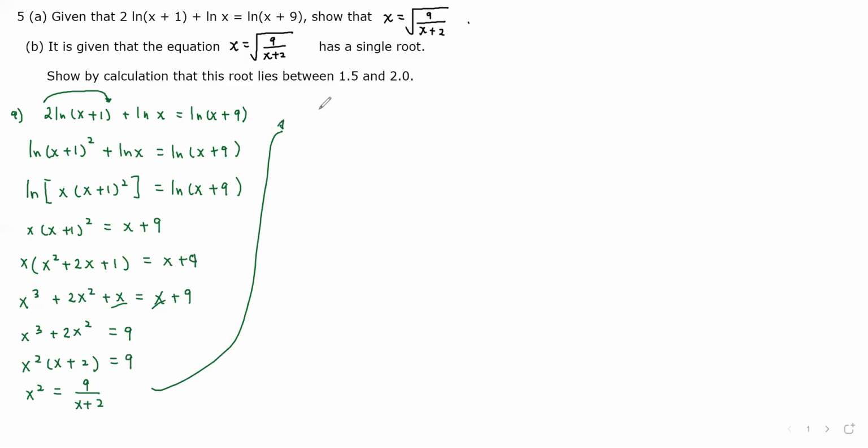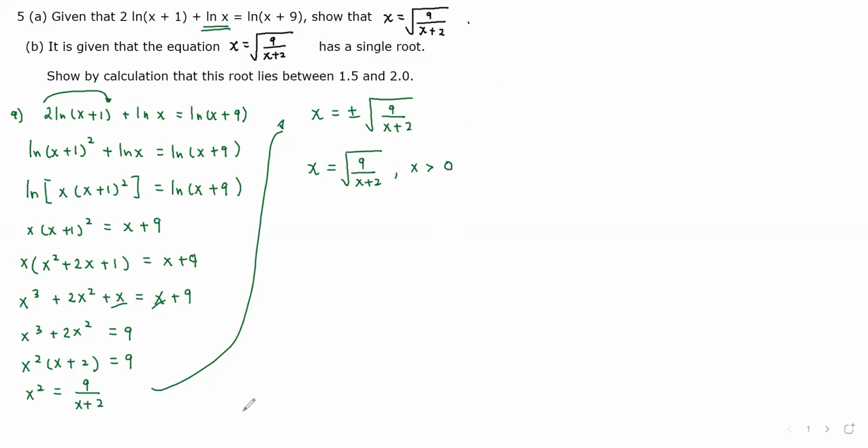Taking square roots, x is plus or minus square root of 9 over (x + 2). They are plus minus, so there are two values of x. One is positive, one is negative. But we have ln x here, meaning that x must be positive. Then we just take the positive square root. We have x = square root of 9 over (x + 2), since x must be positive.